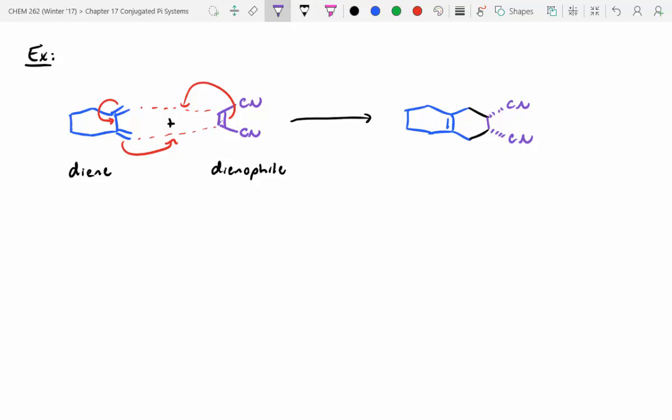And can you guys see how we formed these new pi bonds right here? Actually, I'll do them in red just so we can keep track of them. Between our dienophile and our diene. So in this case, you can use this to really rapidly build up ring sizes.